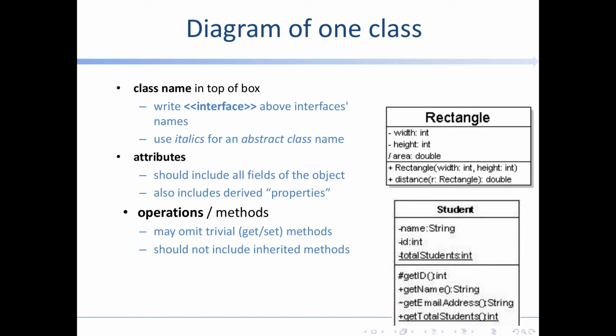Another type of class is the abstract class, and to represent an abstract class in UML, you have to write it in italics. The title must be in italics.